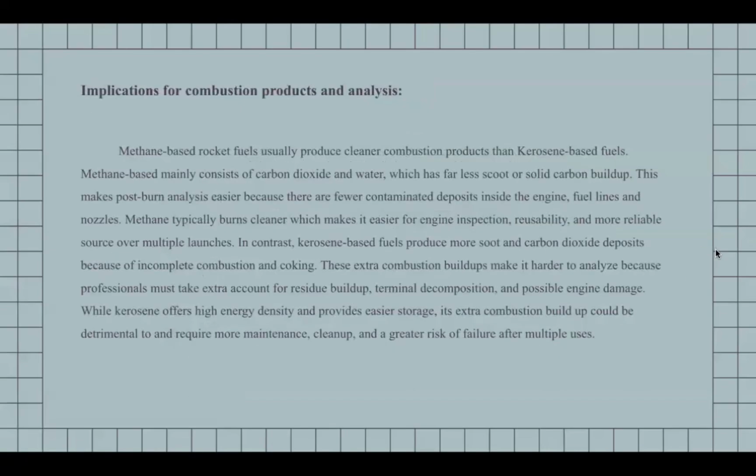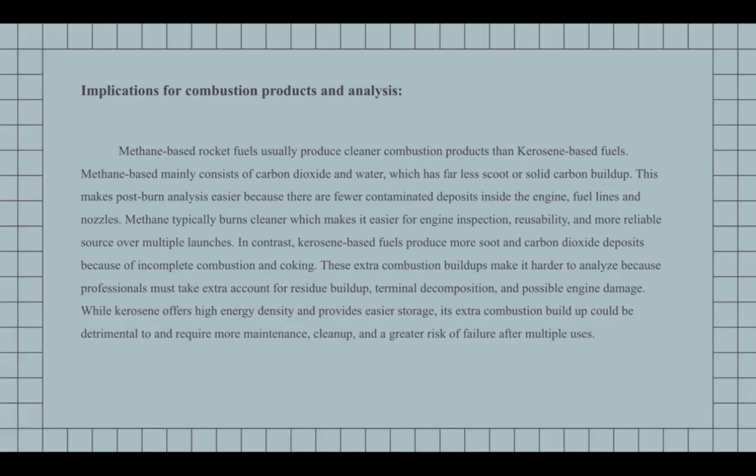So for methane-based versus kerosene-based implications for combustion products and analysis, I found that methane-based rockets usually produce cleaner combustion products than kerosene-based fuels. Methane mainly produces carbon dioxide and water, which leaves far less soot or solid carbon buildup. This makes post-burn analysis easier because there are fewer contaminated deposits inside the engine, fuel lines, and nozzles. Methane also typically burns cleaner, which makes it easier for engine inspection, reusability, and more reliable performance over multiple launches.